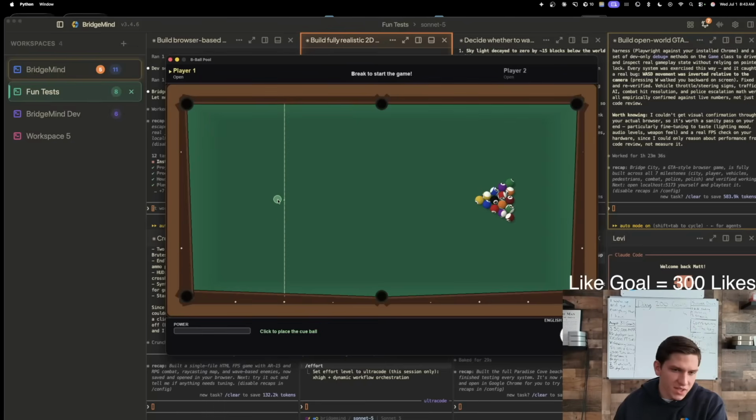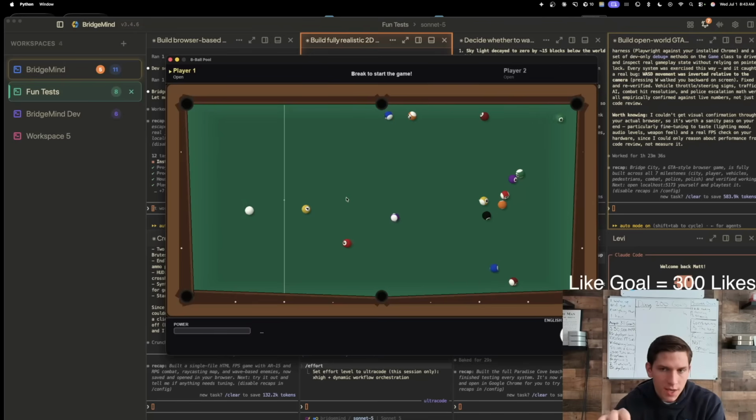Another test that we did is this Python 8-ball pool game. So I want you guys to see this. Let's just power this up. So the physics are quite good on this game. If you look at the way that I'm hitting the balls and stuff, the physics are pretty decent.